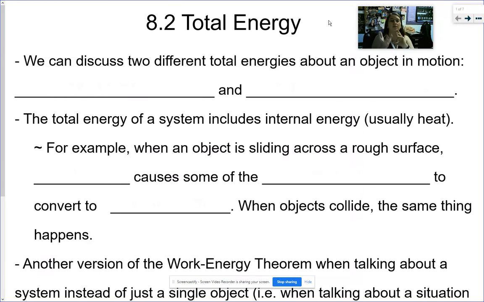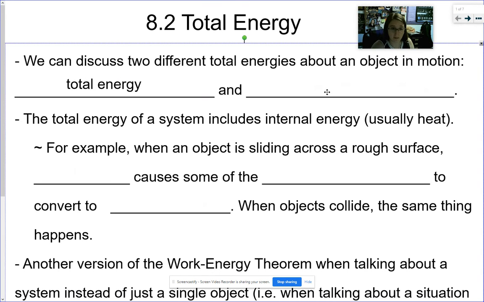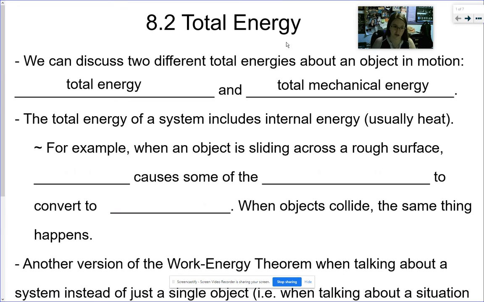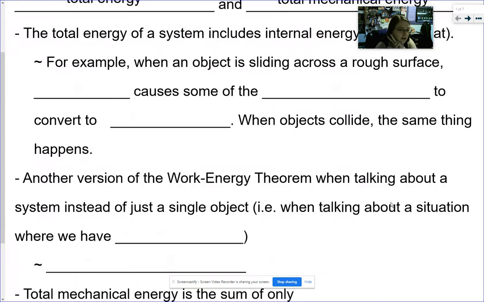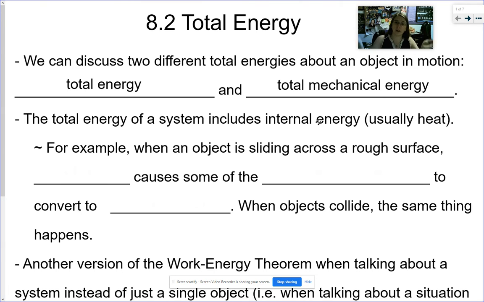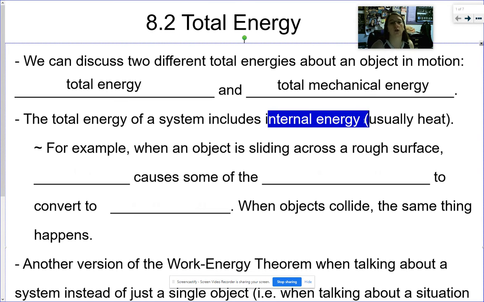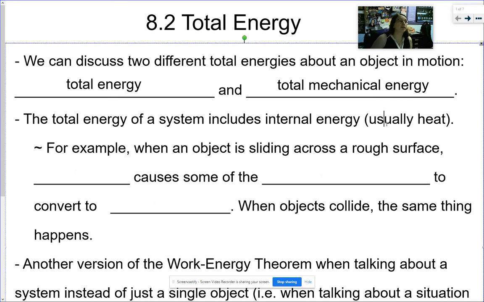Now, there are 2 different types of total energies we can talk about when we're talking about objects in motion. There's just general total energy, and then we have total mechanical energy. What we've been talking about so far has been kinetic and potential. That's just mechanical, and I'm going to have that down later. But when we have total energy, there are other energies besides kinetic and potential. The total energy of a system also includes internal energy, usually heat, but this can be chemical as well if we're talking about something involving a chemical reaction.